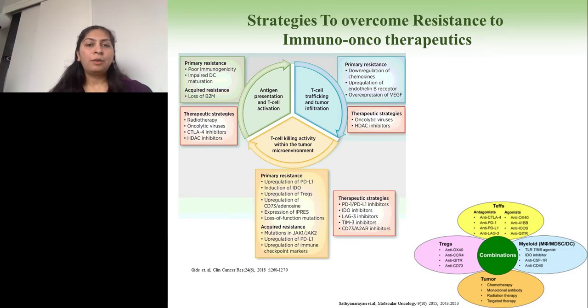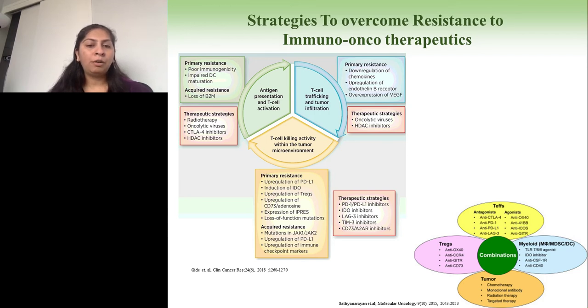So the question is, does resistance happen only in targeted therapy, or does it happen in immuno-oncology? And the answer is it can happen to immuno-oncotherapeutics as well. If you look at the common resistance mechanisms in case of immuno-oncotherapeutics, it's mainly either primary resistance, meaning that the patient samples have poor infiltration of the immune component. There could be acquired resistance caused by loss of antigen presentation. There could be resistance because of alterations of chemokines. There could be overexpression of VEGF that could lead to altered T-cell trafficking into the tumor.